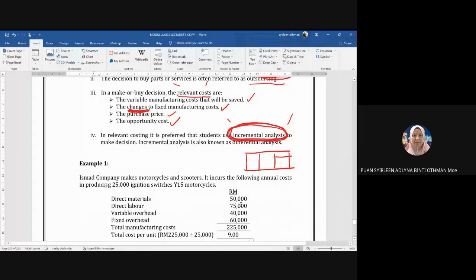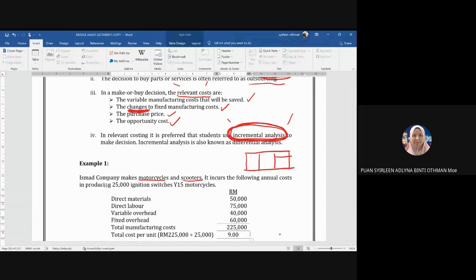Okay, Ismat Company makes motorcycles and scooters. Okay, so dia adalah kilang ya. Okay, so dia buat motor. Okay, lepas tu it incurs the following annual cost in producing 25,000 ignition switches of Y15 motorcycles.